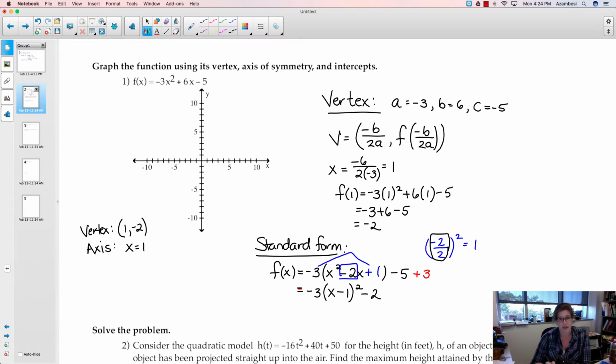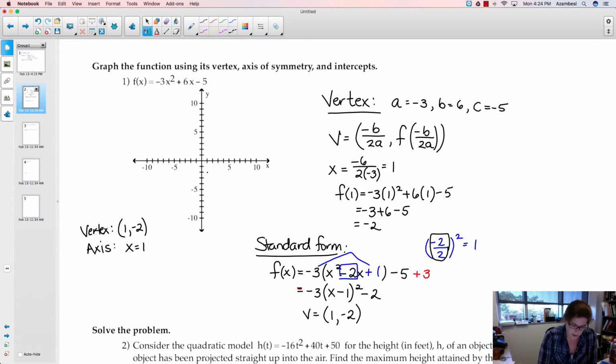If I take the vertex out of this equation, remember opposite sign in with our x, so my vertex is +1, same sign for y. I have minus 2 on the back, so I have 1, -2. Either way, you come up with the same answer for your vertex: the point 1, -2.